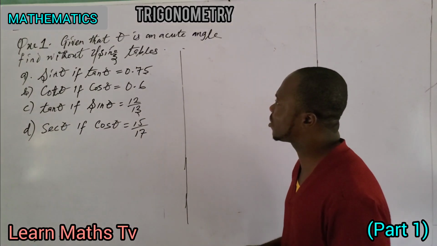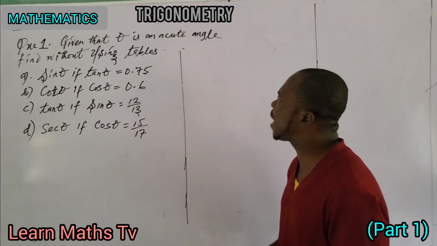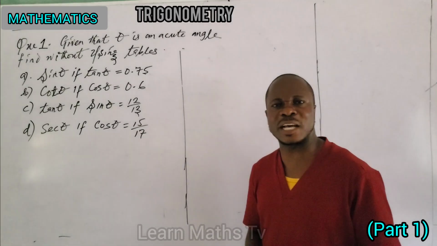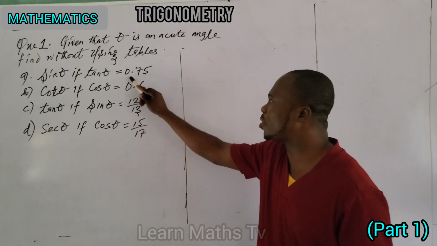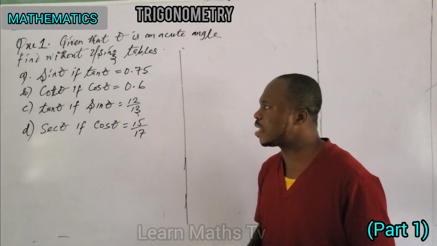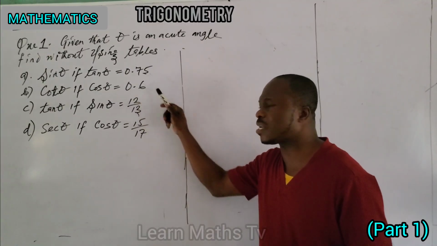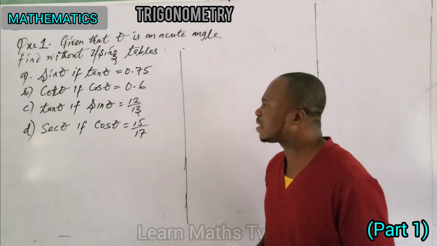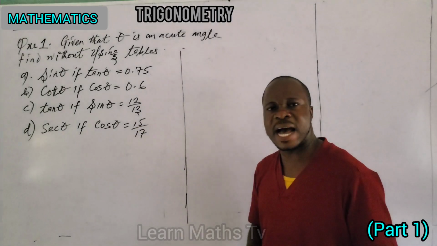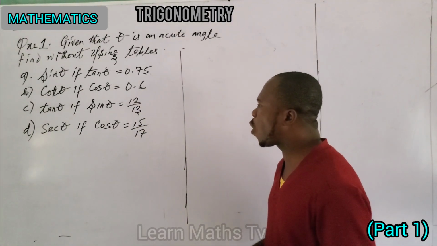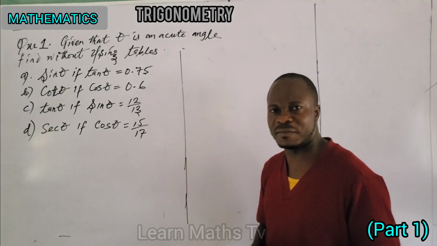And this question is on trigonometry. We are given that theta is an acute angle. Find, without using tables: A, sin theta if tan theta is equal to 0.75. B, cot theta if cos theta is equal to 0.6. C, tan theta if sin theta is equal to 12/13. And D, sec theta if cos theta is equal to 15/17.